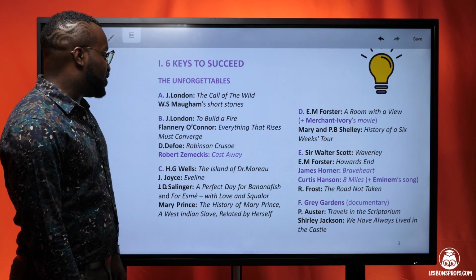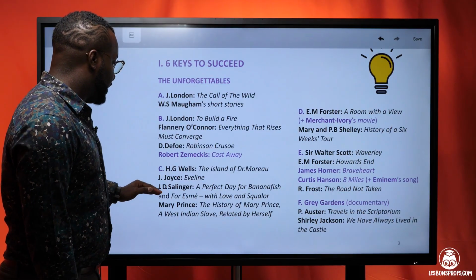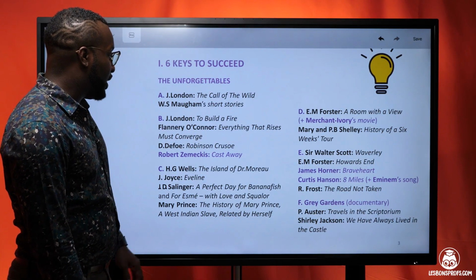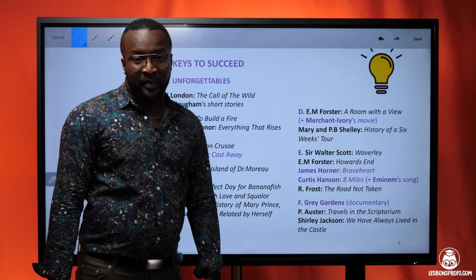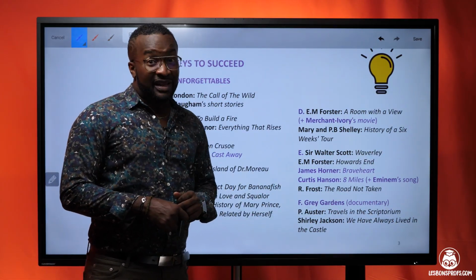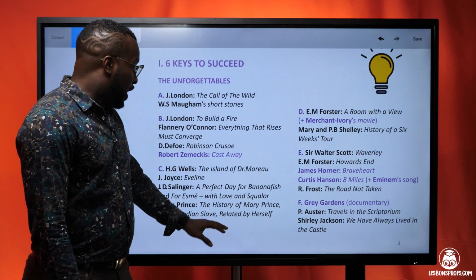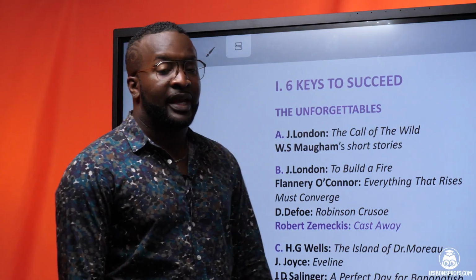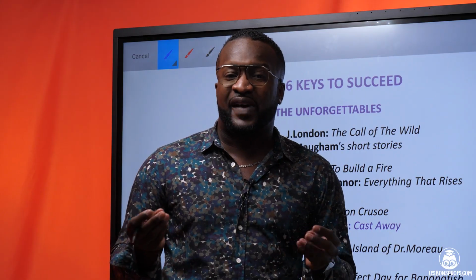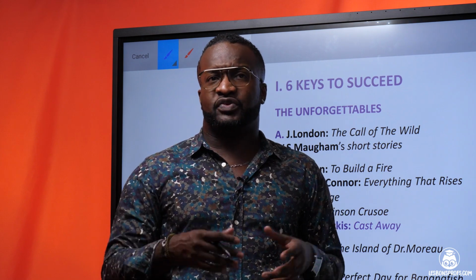So C, H.G. Wells' The Island of Dr. Moreau, very good novel too. J.D. Salinger, A Perfect Day for Bananafish and For Esme, 2 different works that could be considered relevant in this theme as well. Okay, Mary Prince, The History of Mary Prince, a West Indian slave, is a work taken from Caribbean literature, explaining the fact of being uprooted for real. I mean, it's very short, it's really interesting.